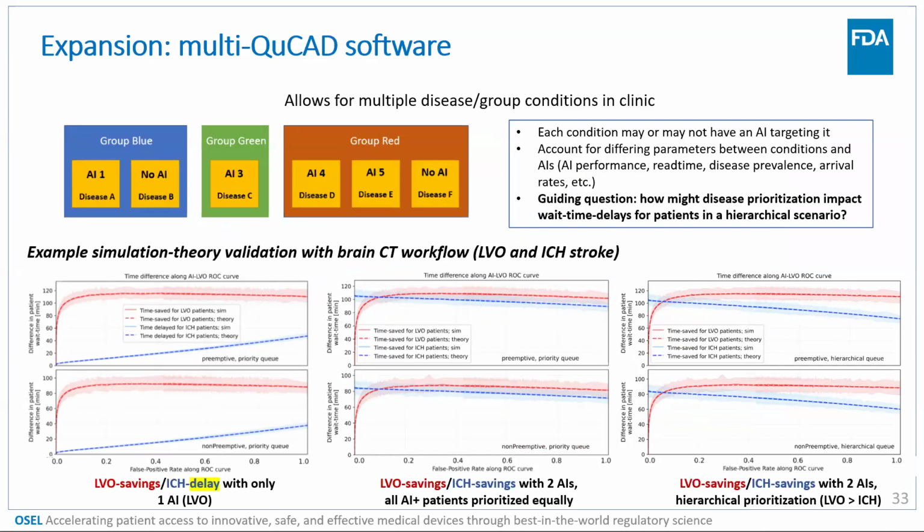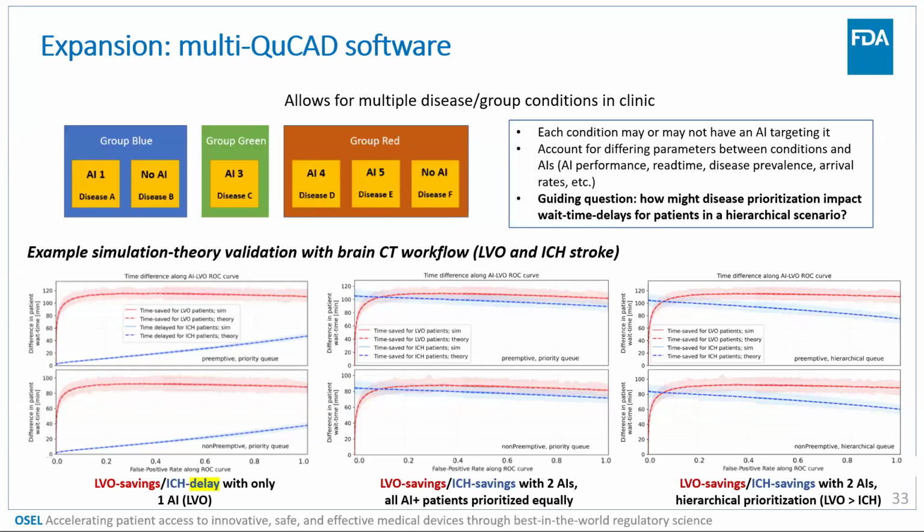time this year has been helping expand the QCAT software to a multi-disease or group scenario in which each condition may or may not have an AI targeting it. So maybe you have different groups of patients where all AIs in this group, like AI4 and AI5, are going to read patients getting tested for every disease D, E, and F in that group. So you can imagine there are a lot of conditional probabilities and all that stuff that go into these estimations. And the guiding question here is how might disease prioritization impact wait time delays for patients in a hierarchical scenario?